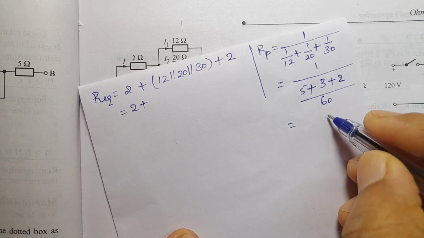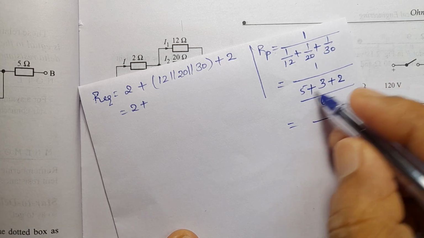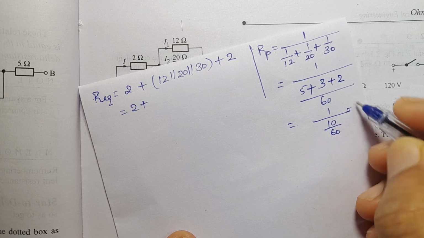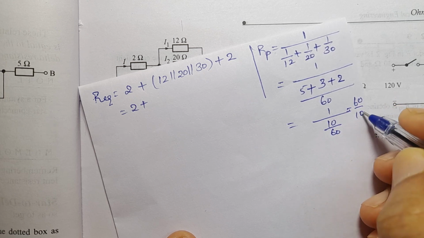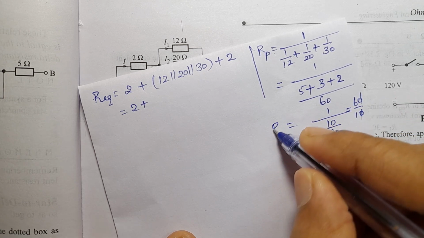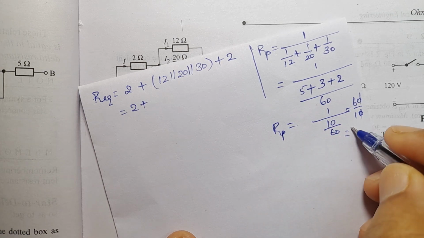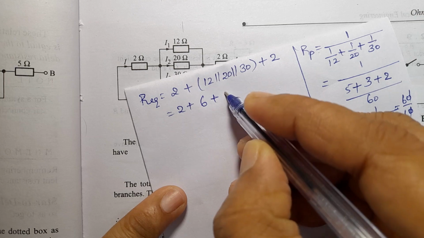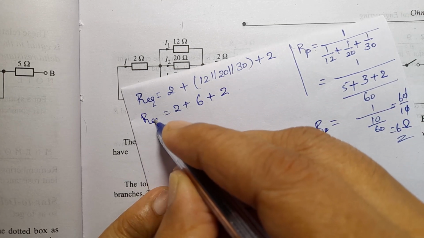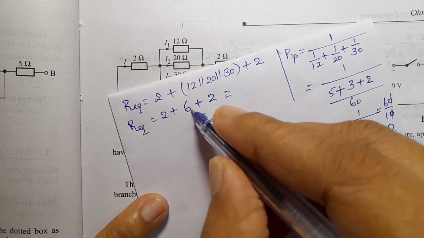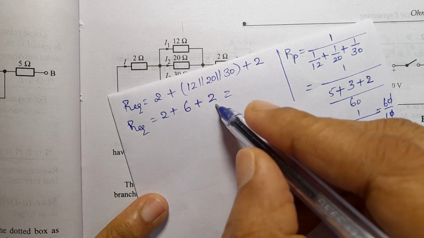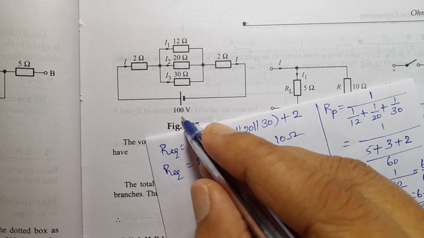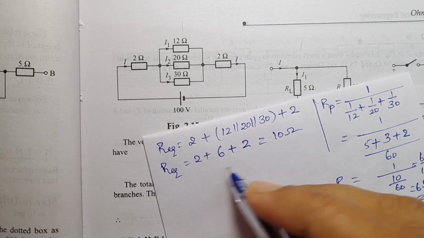So equal to 1 divided by 10 by 60, equal to 60 by 10. So the zeros cancel, then RP equals 6 ohm. Okay, 6 plus 2, so then R equivalent: 6 plus 2 is 8, 8 plus 2 is 10 ohm. Then the supply voltage is 100 volt.